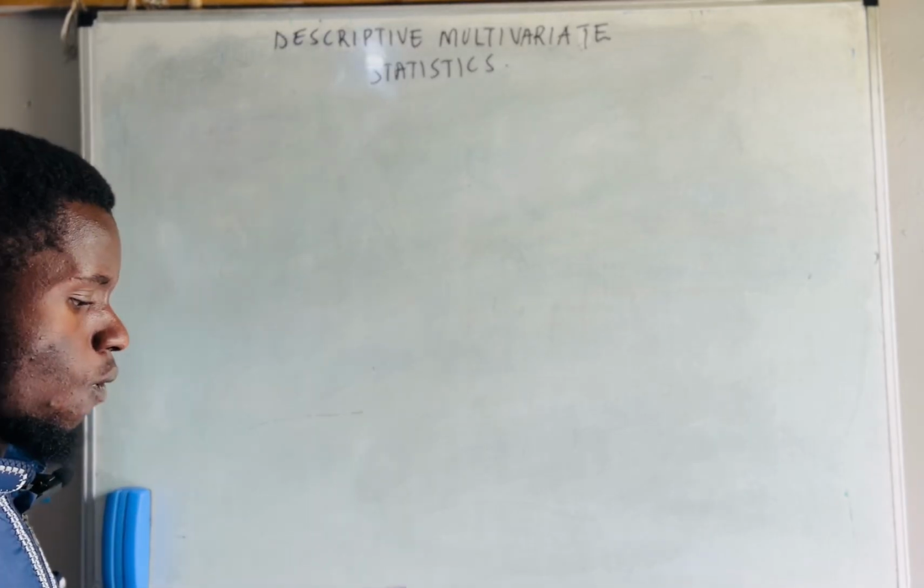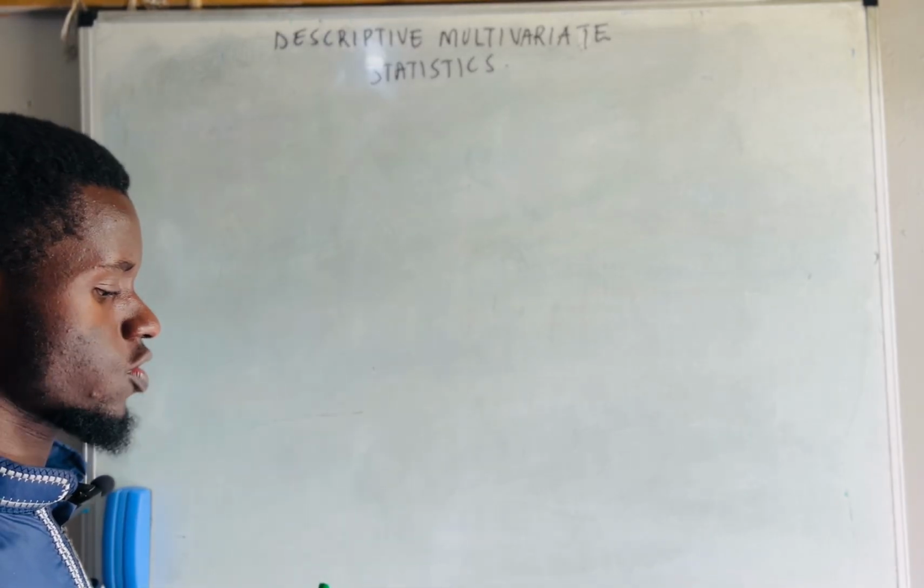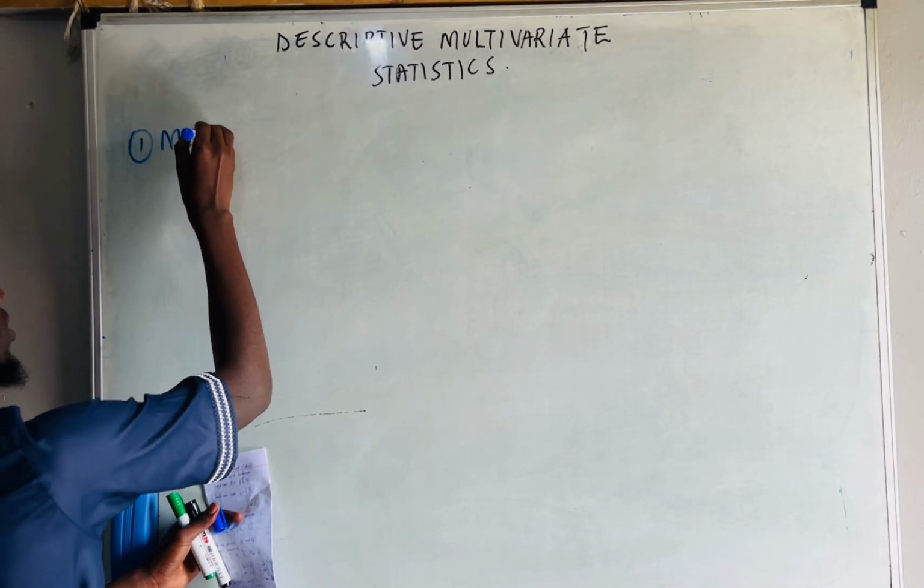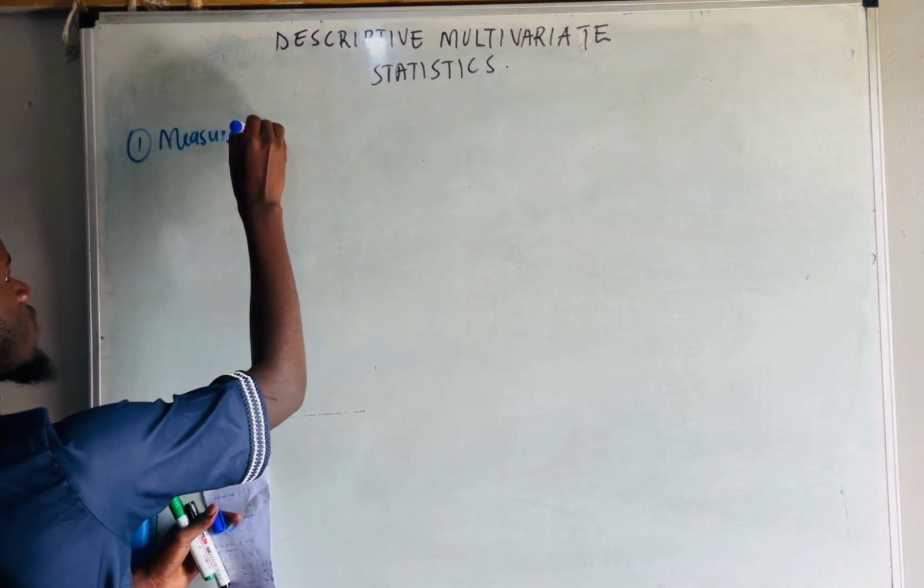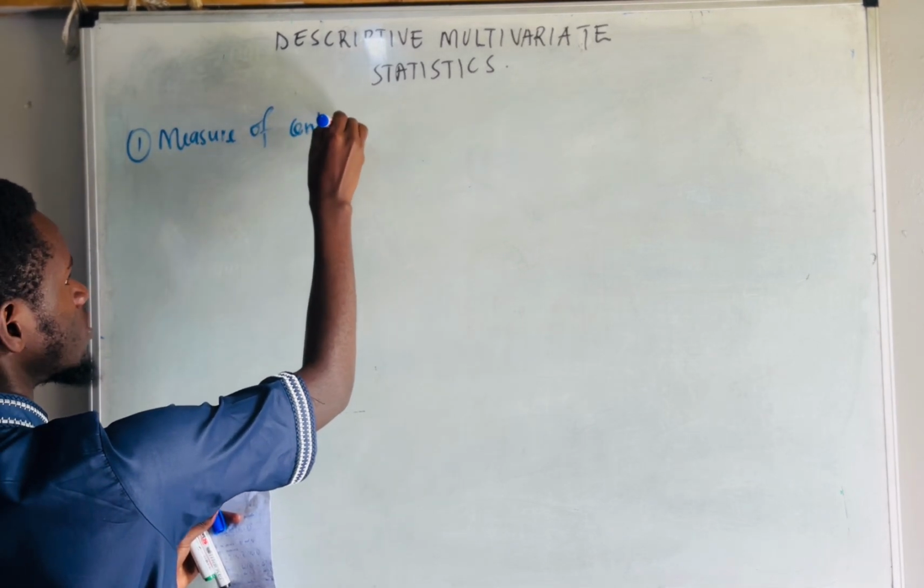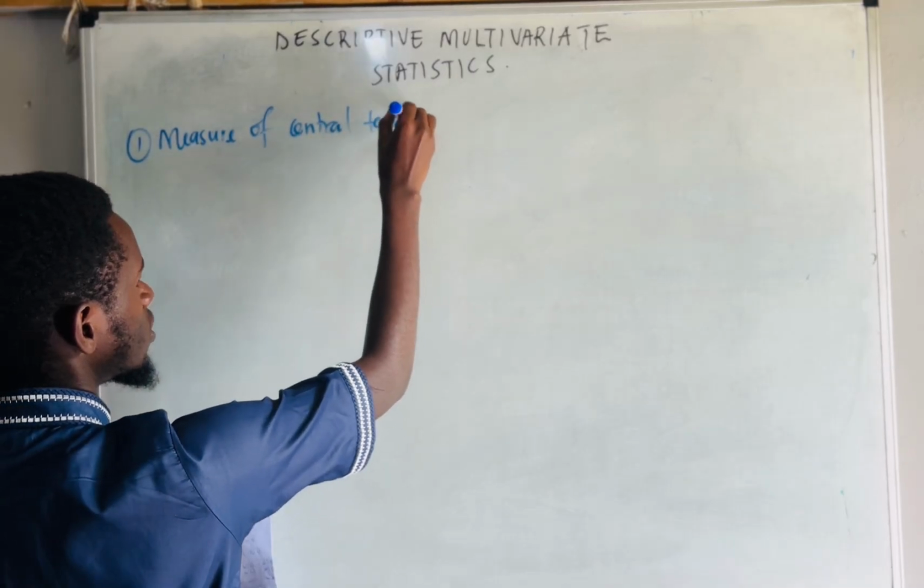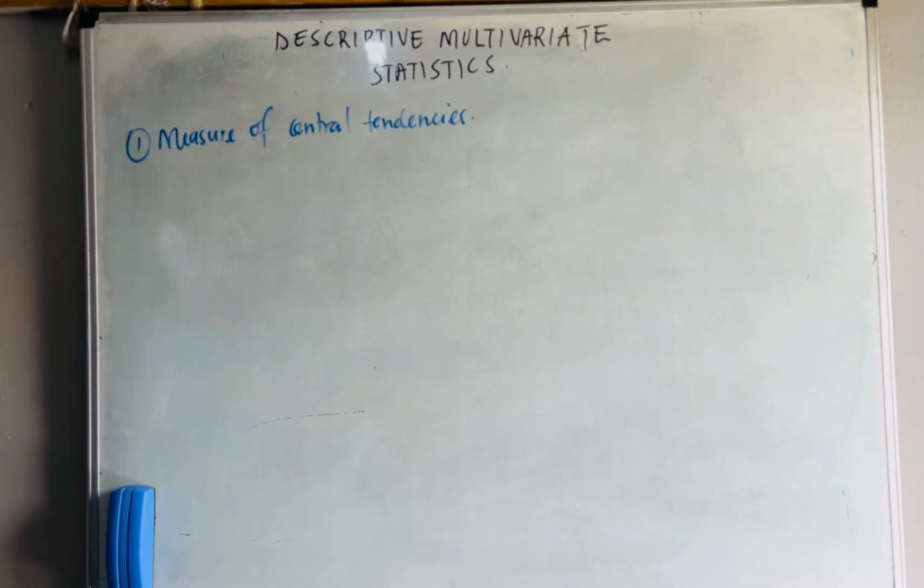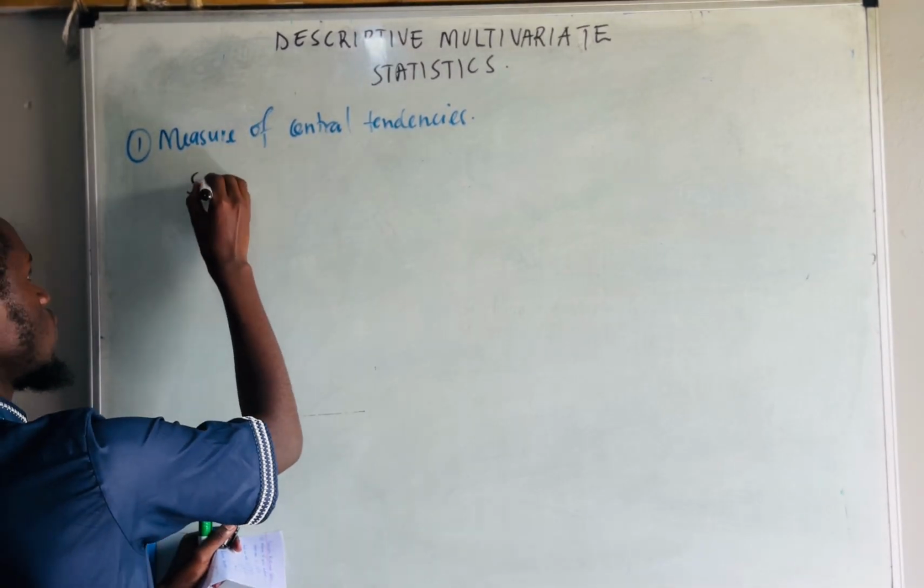Right now, today, let us talk about the measure of central tendency. First of all, we need to talk about the measures of central tendencies. Here, we mean the mean. We shall find the sample mean.